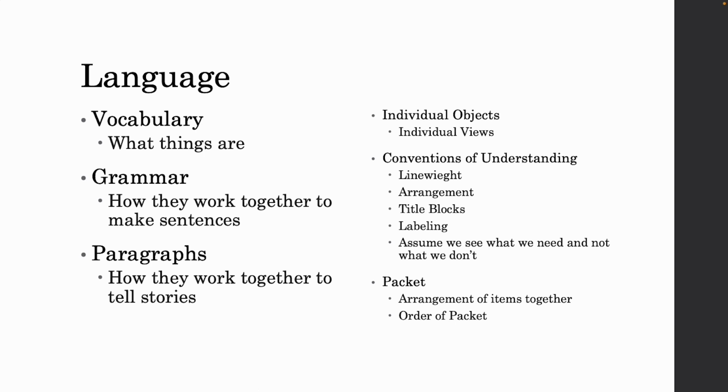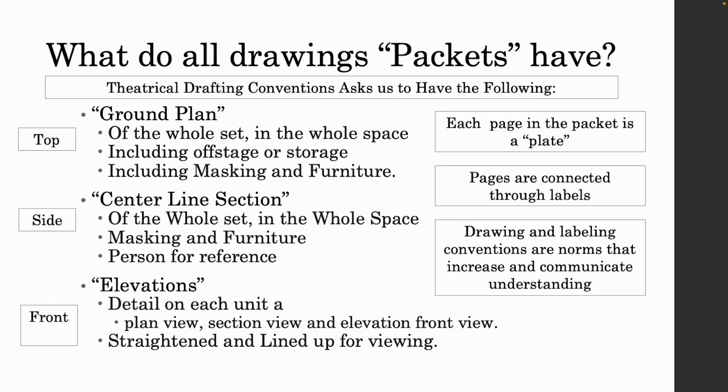Well, that story has all the drawings in it. So that packet has all of the things. Theatrical drafting conventions asks us to have the following: a ground plan of the whole set, a centerline section of the whole set, and elevations of each individual piece. So what are these things?